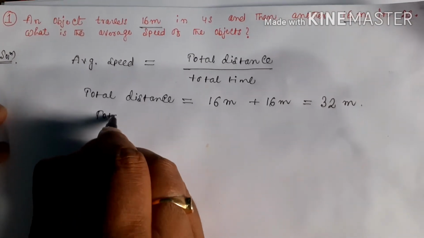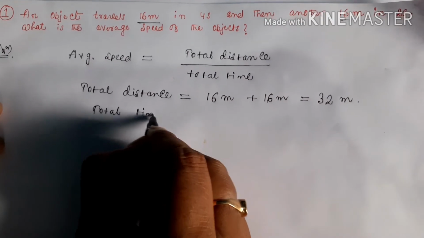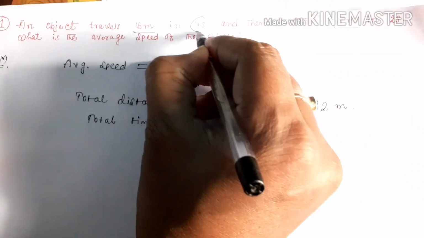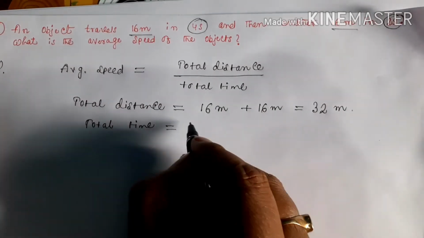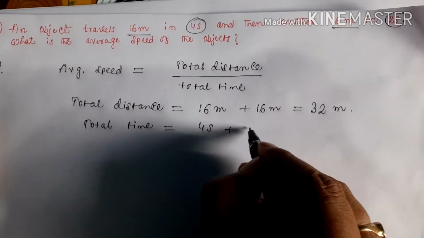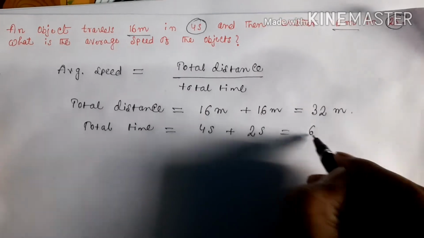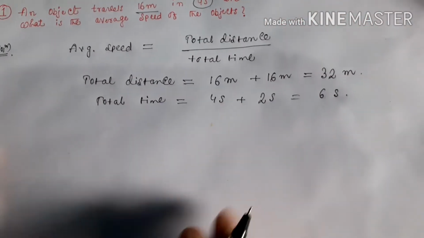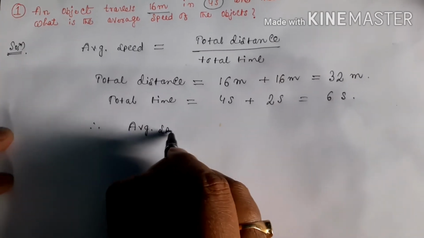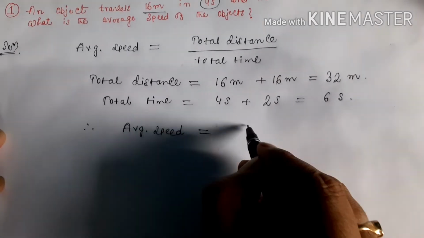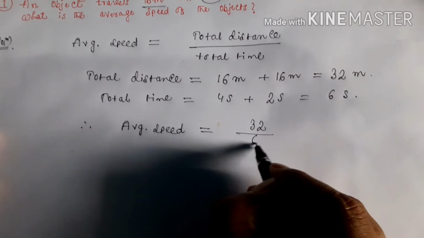Total time taken is here. How much? The first is 4 seconds, and the second one here is 2 seconds. So 4 seconds plus 2 seconds equals 6 seconds. Therefore, the average speed of the body is equal to 32 divided by 6.